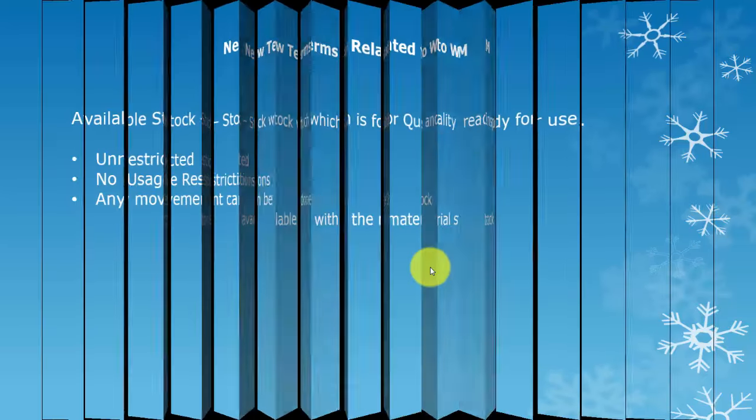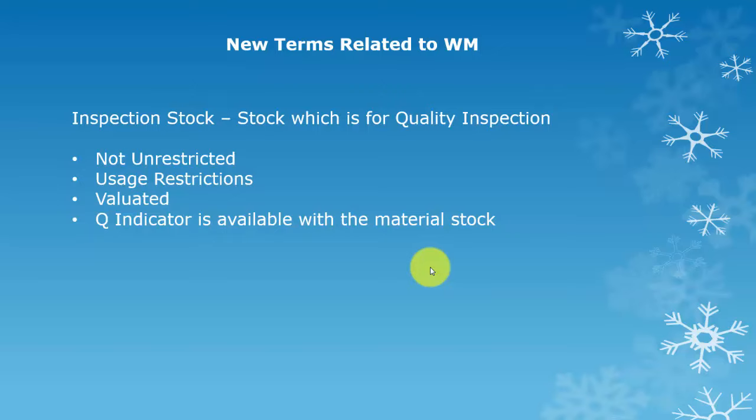So we have this stock available in the warehouse and we can use any movement on it. The second stock type is the inspection stock, the stock which is for quality inspection. The material is subject to quality, and when you receive the goods against a purchase order, the system puts that stock into quality stock for inspection. This cannot be used in any other process unless the quality is cleared. The parameters linked with the inspection stock are: it is not unrestricted, you cannot use this stock, and we have some usage restrictions.